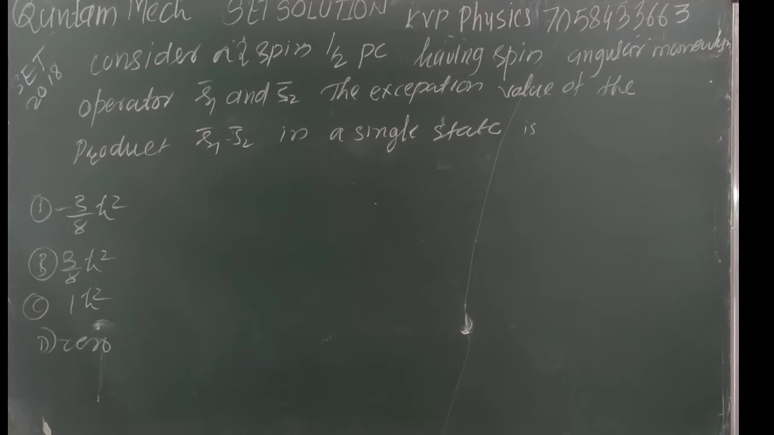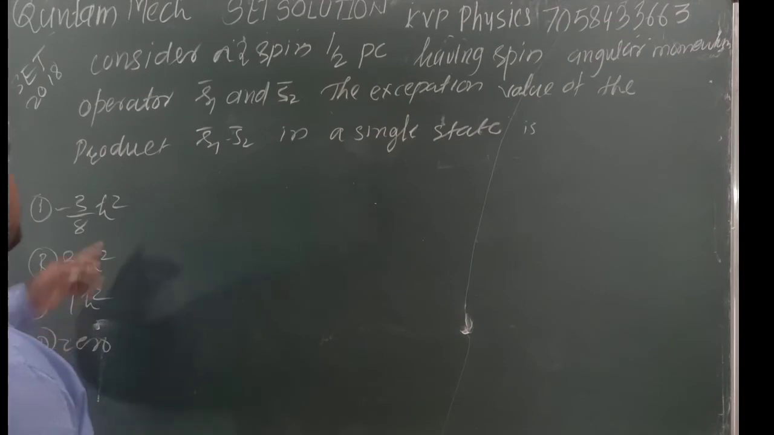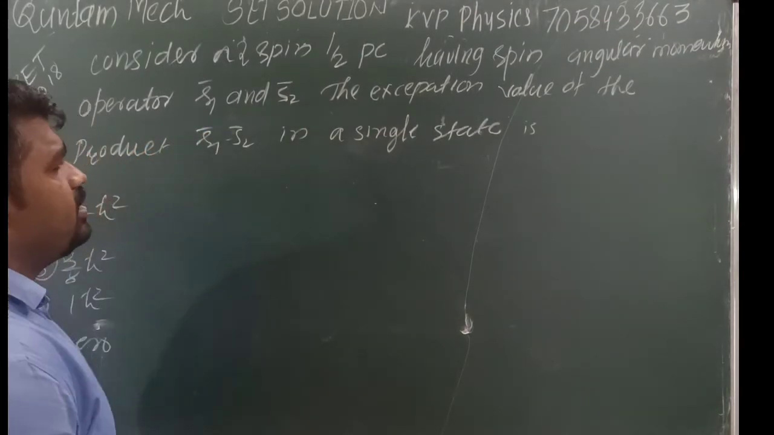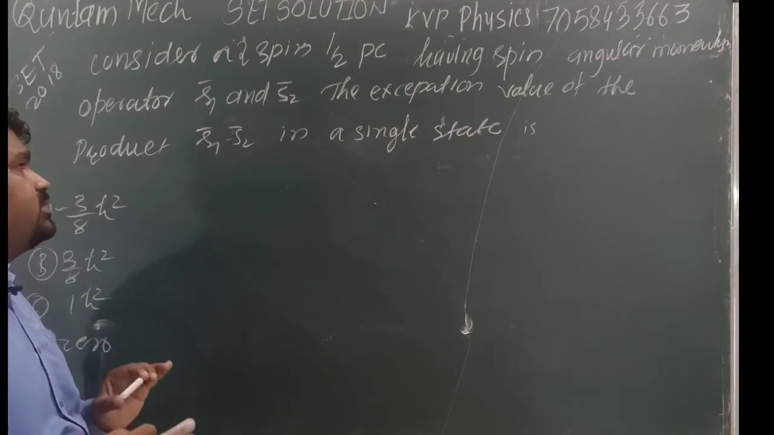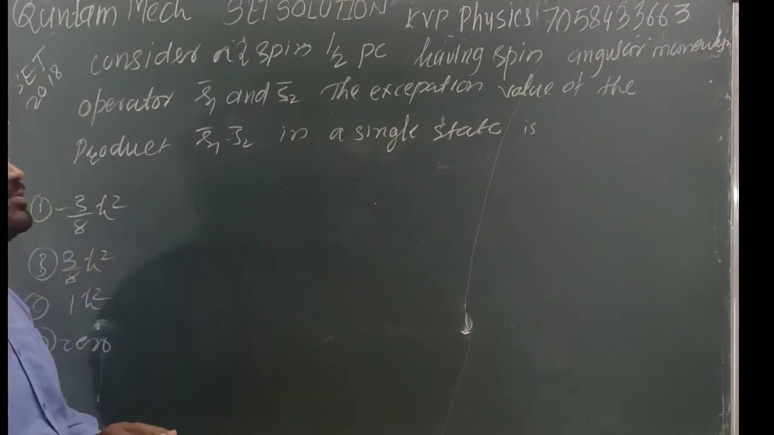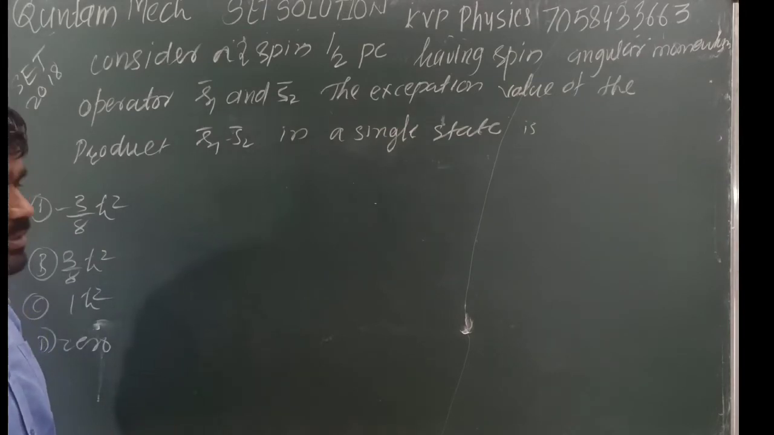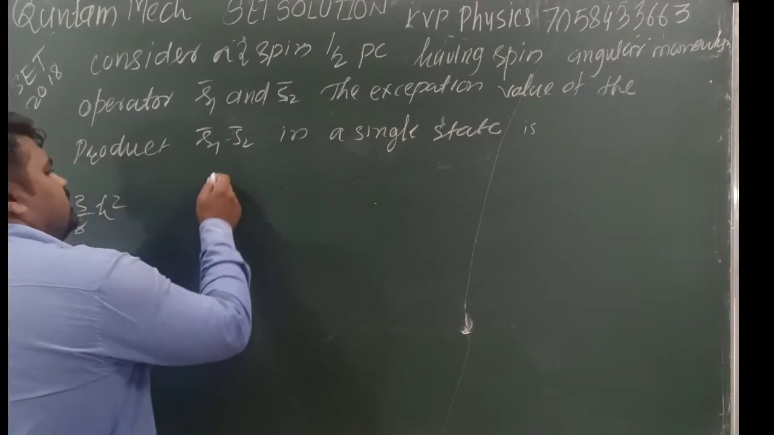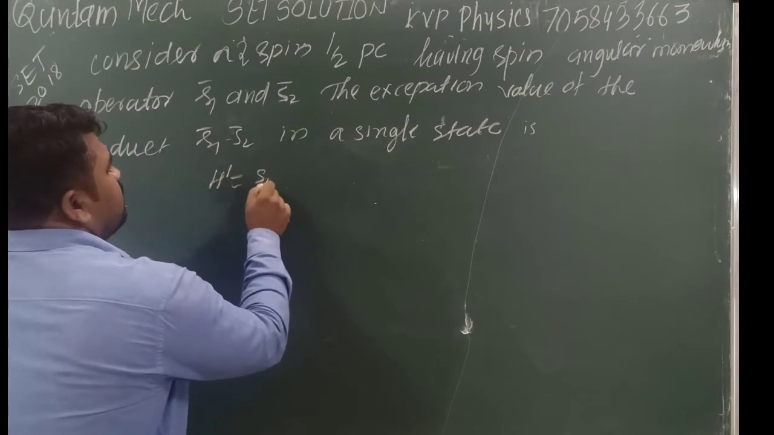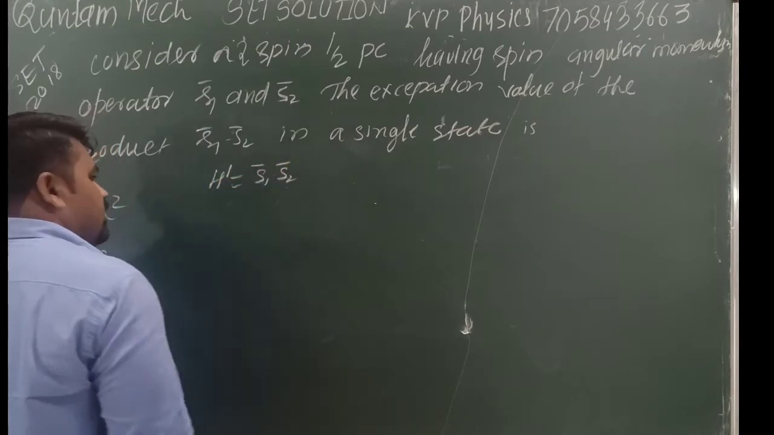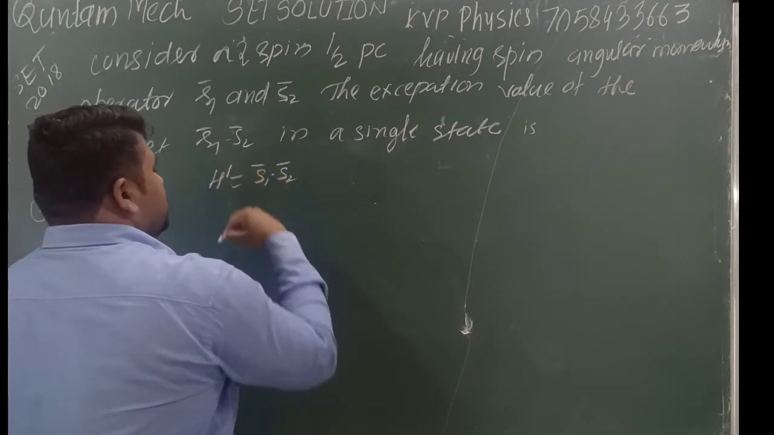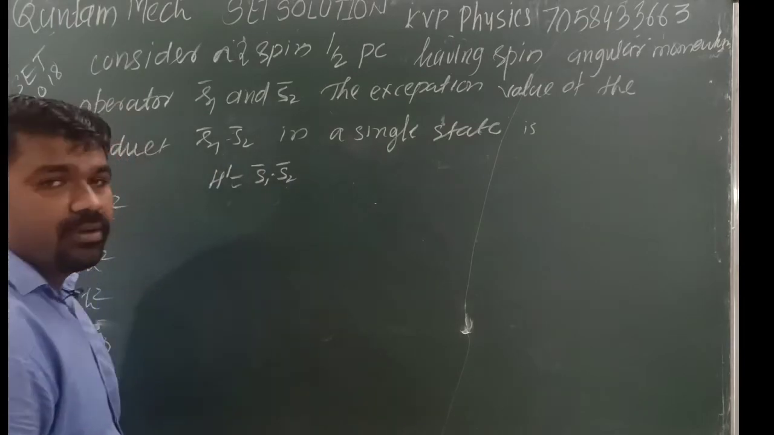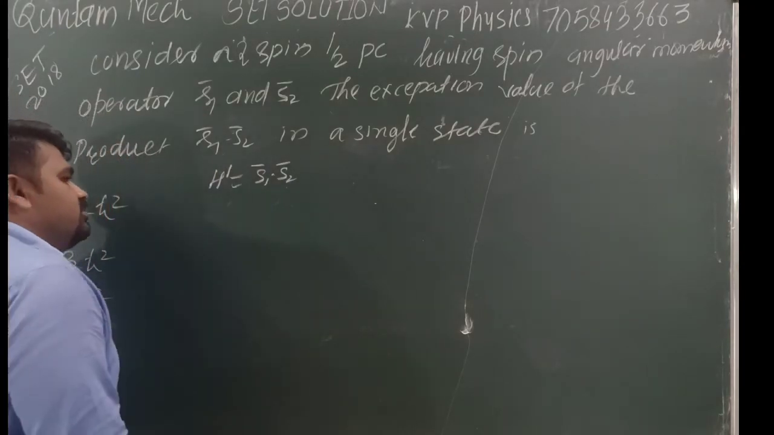Next question. Consider 2 spin half particles having spin angular momentum operators S1 bar and S2 bar. The expectation value of the product S1 bar dot S2 bar in a singlet state. In singlet state means, in this case, the perturbation is equal to how much? S1 bar dot S2 bar. This one is the perturbation. This value is perturbed to the system. Yes or no? H prime is equal to S1 bar dot S2 bar.